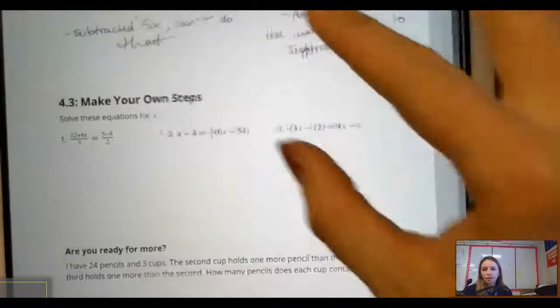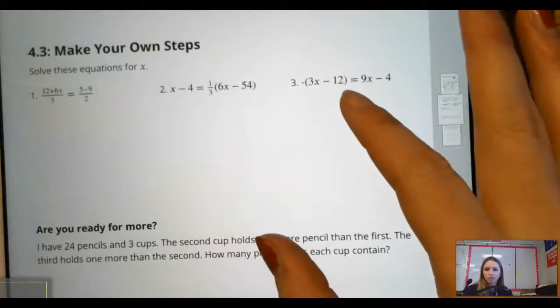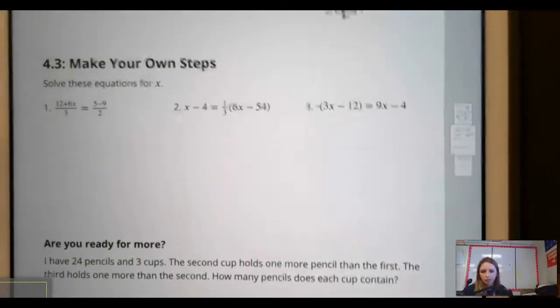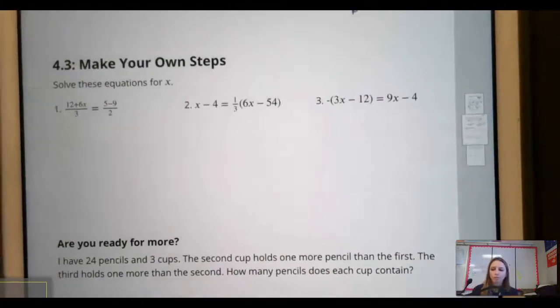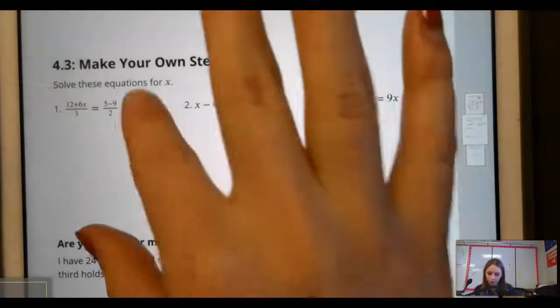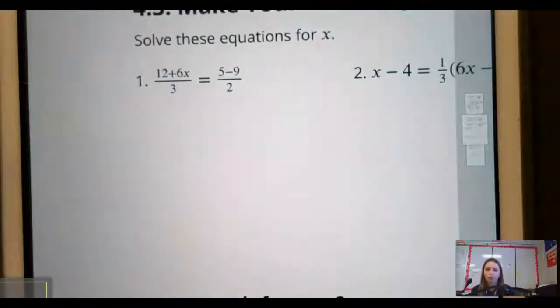Alrighty, now let's look at these last ones. So make your own steps. I want you guys to pause and try to do this first one. And then I'm going to work through it, and there are going to be different ways to solve, okay? So you can do it the way I'm about to do it, or you maybe came up with a different way on your own. But I want you to go ahead and pause and try to solve this on your own first.